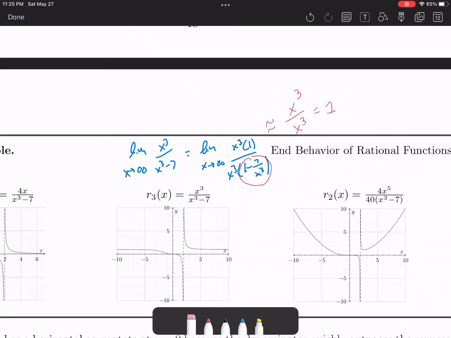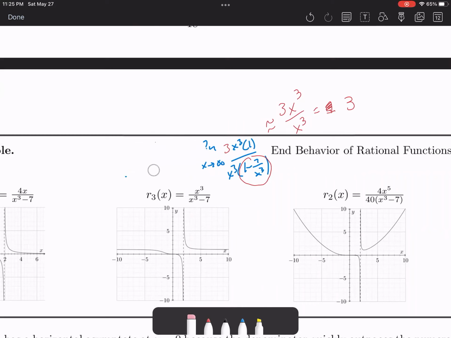You can see that if there was a 3 in front of that x cubed, then it would give you a 3, right? But it's the ratio of the leading coefficients because the polynomials in our numerator and denominator are of the same degree.